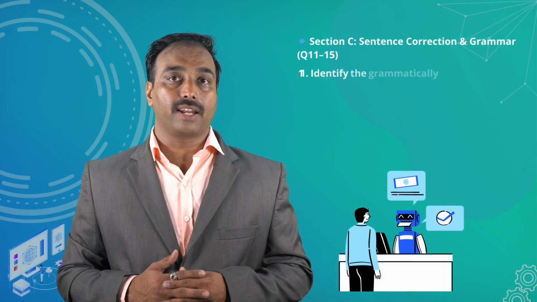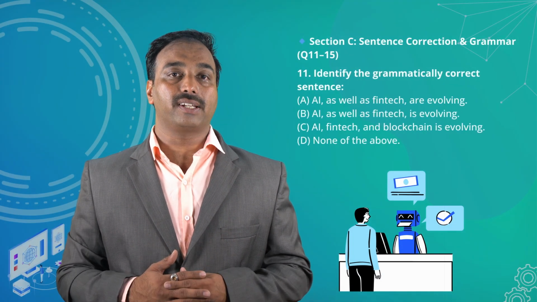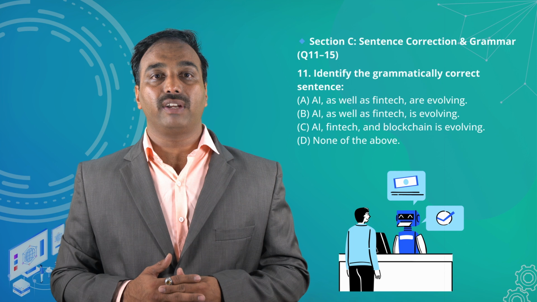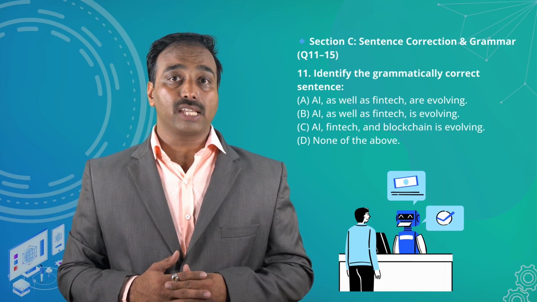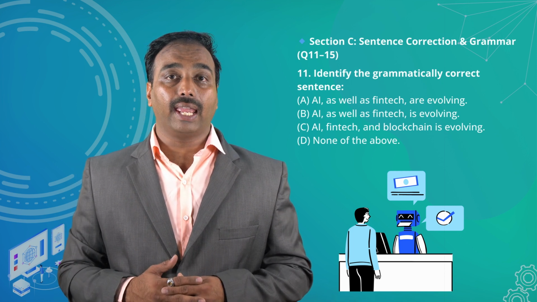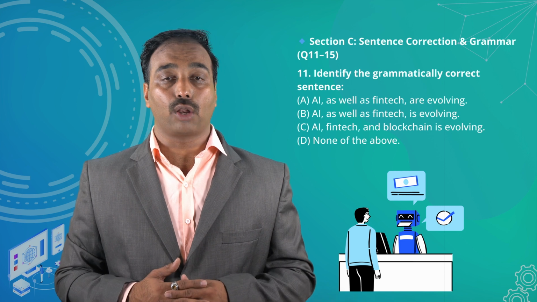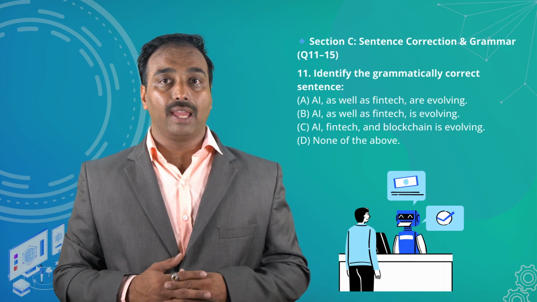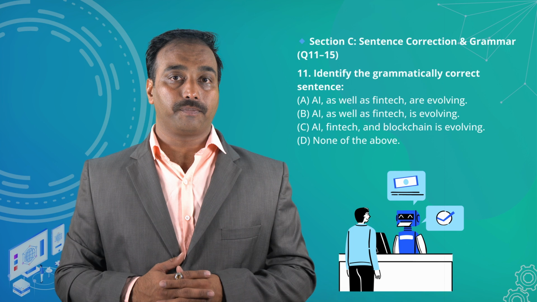Next section is sentence correction and grammar. Identify the grammatically correct sentence. A. AI as well as fintech are evolving. B. AI as well as fintech is evolving. C. AI, fintech and blockchain is evolving. D. None of the above. The correct answer is option B. As well as does not make it plural.